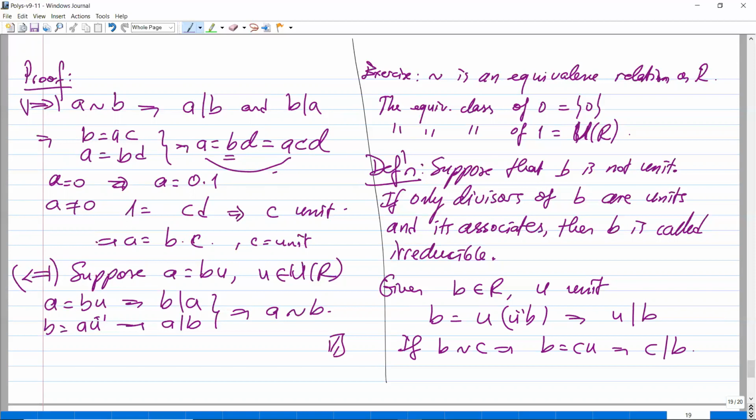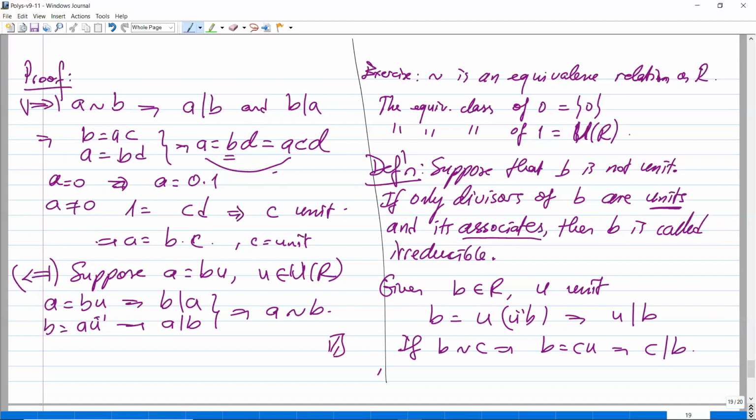So that's clear. Here, if we have a unit, it divides B, and if we have an associate of B, then it also divides B. And if there are no other divisors, this definition says B is irreducible.